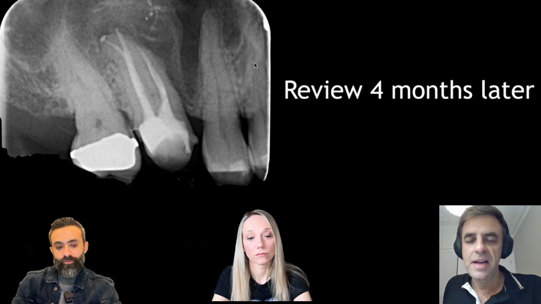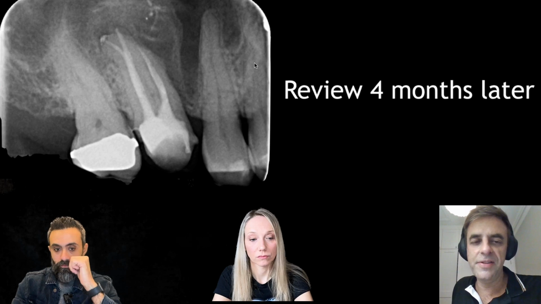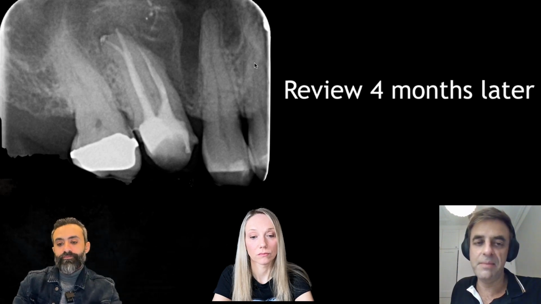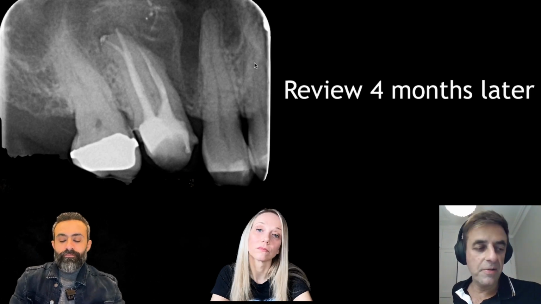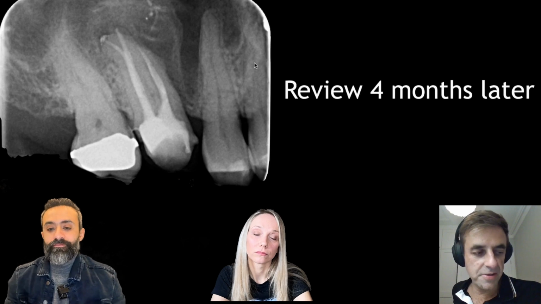But as we know, it's not always going to fit like that. But at the end of the day, the patient's asymptomatic, and there's some sort of healing going on. So I'm happy for this patient to go ahead and get a crown placed on that tooth, and hopefully he can go well into his 60s with that tooth.